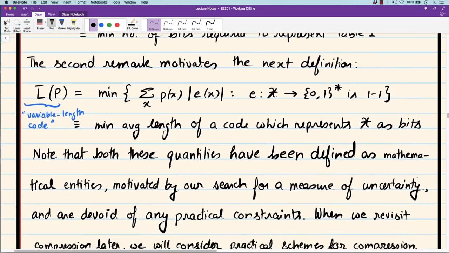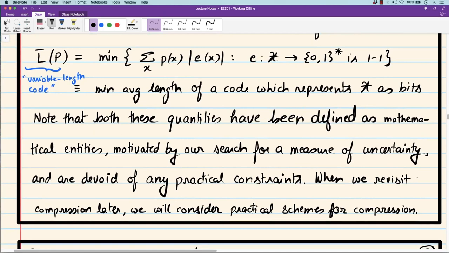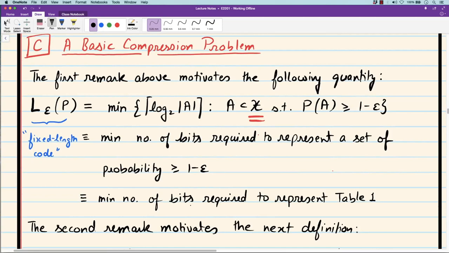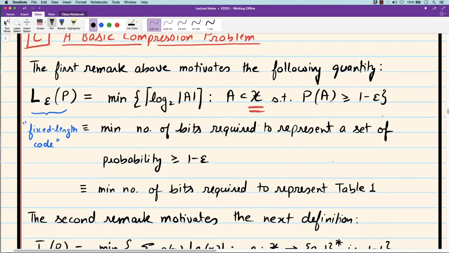Now, this is one possible definition. The second definition here is related but slightly different. It's the minimum length of a variable length code. What do I mean by that? In the previous definition, I represent all the symbols in this subset A with the same length vector, a same length binary vector of log 2 cardinality. I use the same length binary sequences for all symbols, and then I ask for the minimum length of vectors required to store all elements of A for a subset A with significant probability.